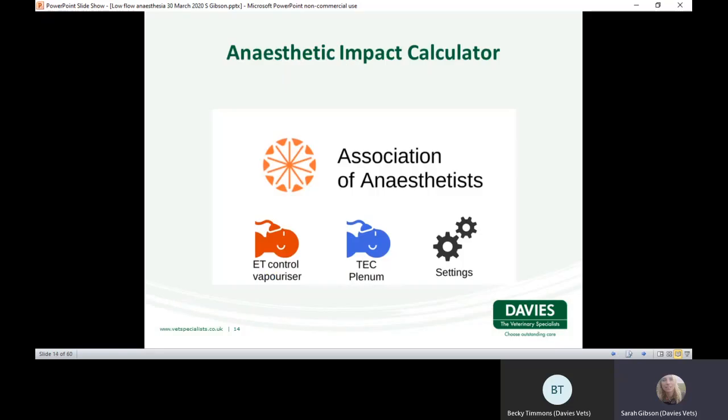So an easier way than manually calculating the use of volatiles is to download this app from the Apple or Play stores. When you've downloaded it, you first need to tap on the settings icon and you can enter the prices of your anaesthetic agents, and then tap on the Tech Plenum icon. I'll show you in a couple of screens how you can work out what you're using.